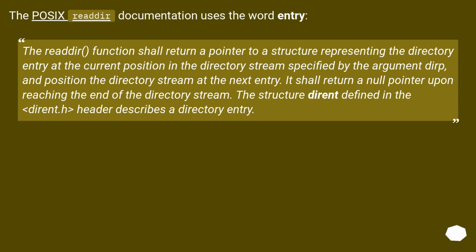The POSIX readdir documentation uses the word entry. The readdir function shall return a pointer to a structure representing the directory entry at the current position in the directory stream specified by the argument dir, and position the directory stream at the next entry. It shall return a null pointer upon reaching the end of the directory stream. The structure dirent defined in the <dirent.h> header describes a directory entry.